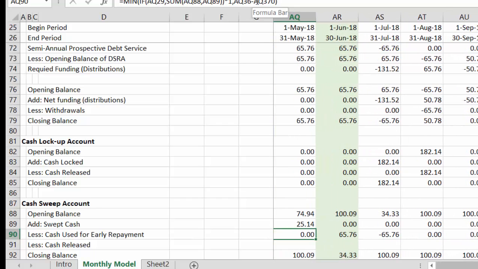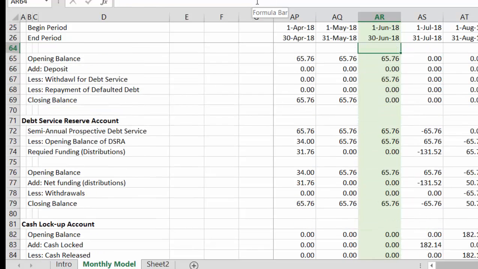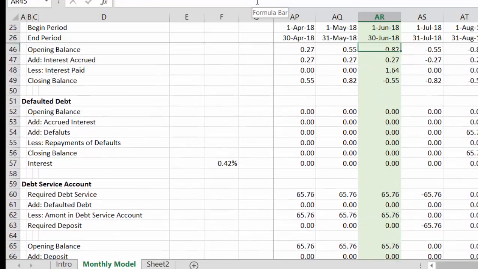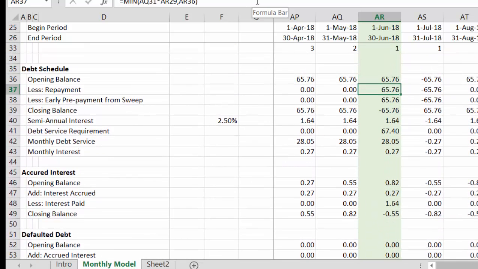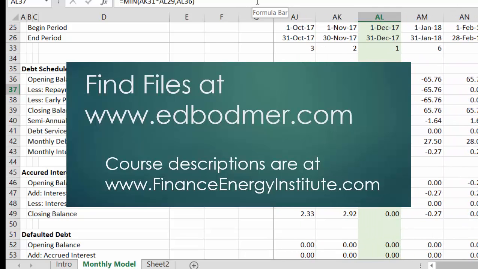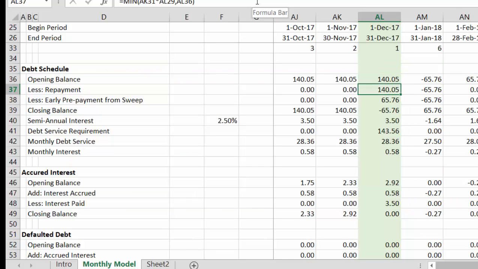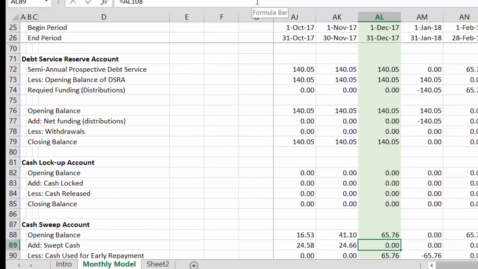Okay, so in this case, uh-oh, we come on, we take the debt schedule. Oh shoot, what happened here? It should have been the minimum of this minus this, which is 0, and this repayment should have been 0. Okay, I'm leaving the video on just for a minute.